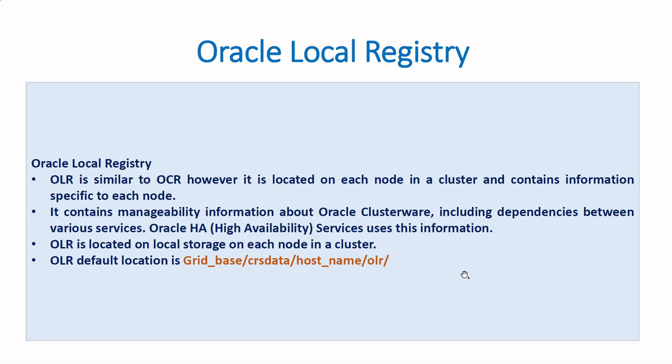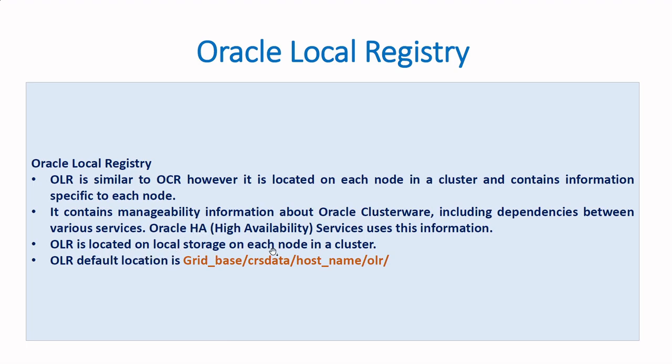Now there is something called OLR, which is a local registry. The local registry is located on each node in a cluster and contains information only specific to that particular node. So it does not contain the information about other nodes. It only contains the information about that node. That's why it is called local, because it is local to that particular node. It contains manageable information about clusterware and dependencies between various services. Oracle HA services use this information when they try to start up the cluster or manage the cluster. So basically this is very important. If you have lost the OLR, then your cluster will not come up online. So you need to make sure you have the OLR.